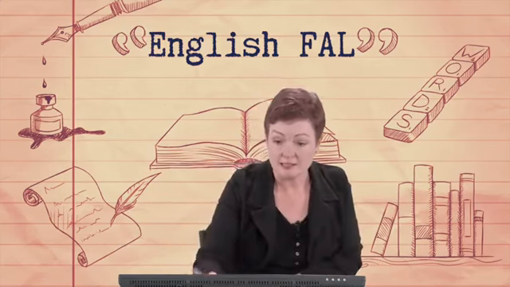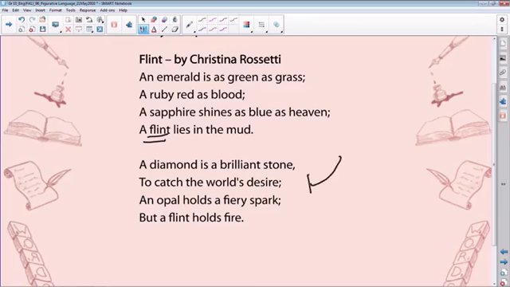And then she goes to the next stanza, and she speaks about a diamond and desire, and an opal, which is a stone made of many different beautiful colors. And she talks about the spark and the brilliance of these. But she says, why is a flint so important? Because in fact, what it does is it holds the fire.